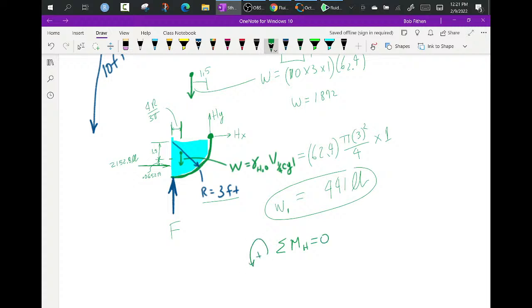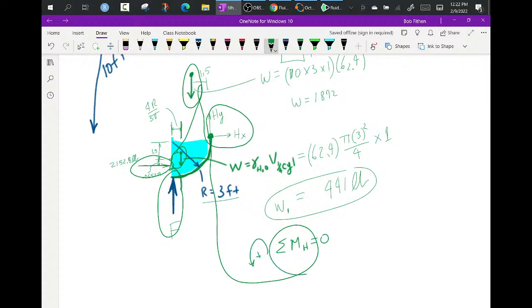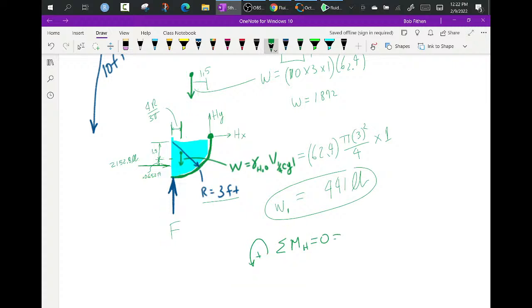And you can do it any way you want. You've got this force, this force, this force, and that force. But you also have the hinge forces, but they don't produce a moment about themselves. So let's just take off and start with the F.